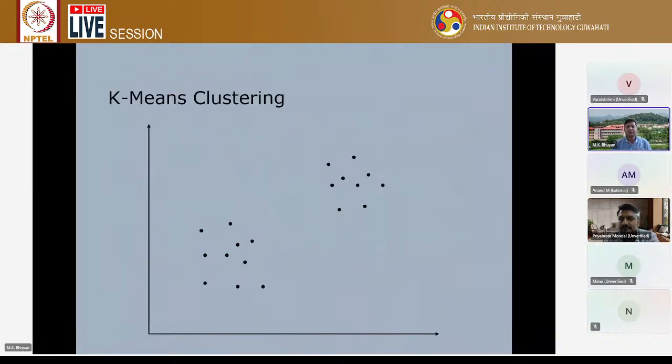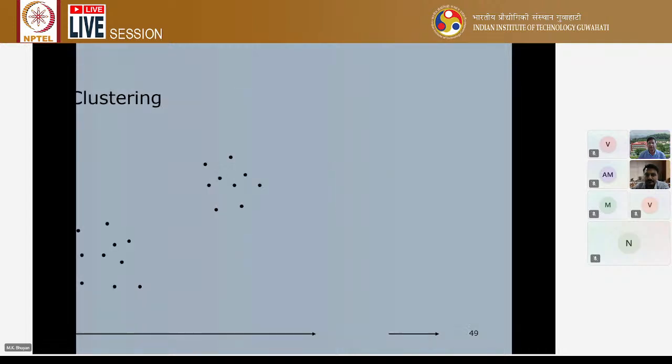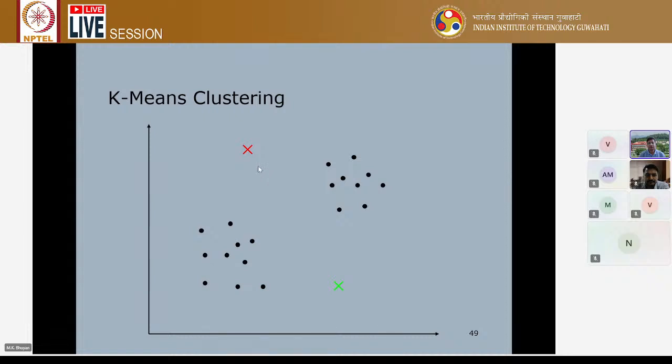So how to do this K-means clustering? Suppose we have these data points. Now I have to randomly select the initial centroids. Suppose these 2 centroids, one is red, another one is green. That means I have 2 clusters. I am giving this information that I need 2 clusters, and corresponding to these 2 clusters I am defining the centroids, and that is randomly defining.